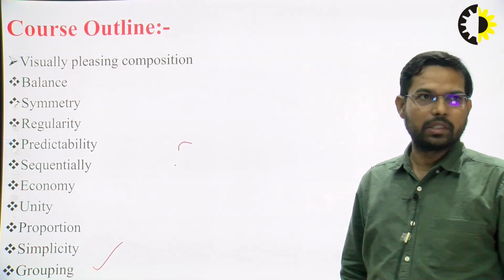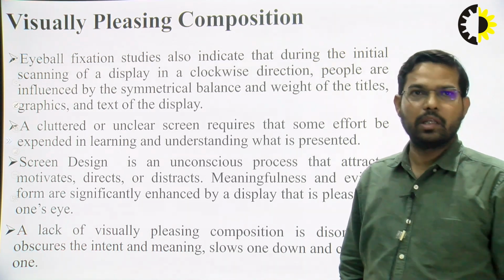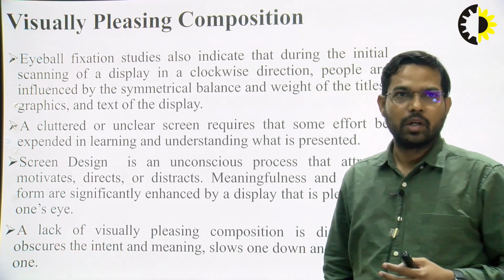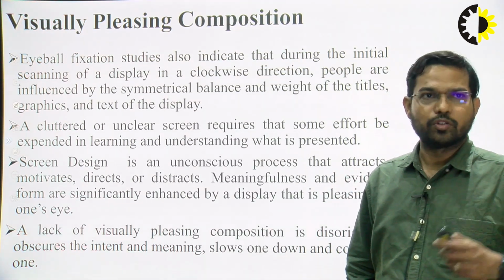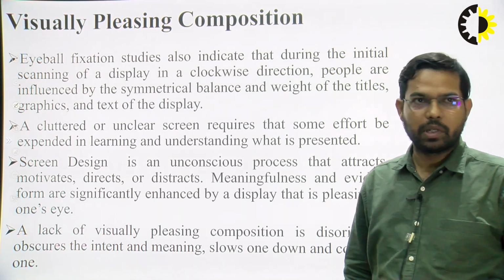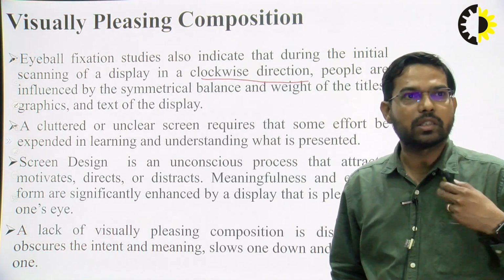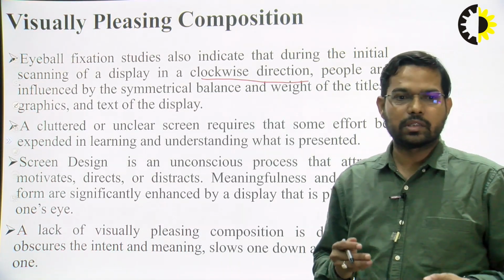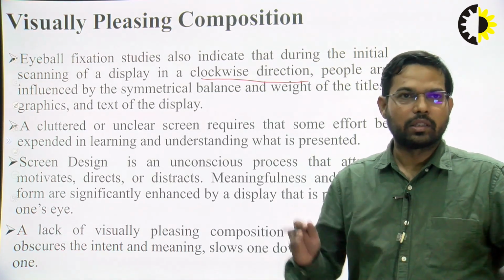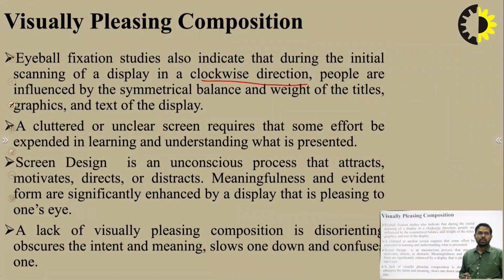So what is visual pleasing composition? Just like our eyes, it is basically movement from left to right and top to bottom. Every person has eyeball fixation, and studies also indicate that during the initial scanning of a display, the eye moves in a clockwise direction. So people are influenced by symmetrical balance. If in front of us there are different scattered things, our eye does not accept that particular scene. So that is for the visual pleasing composition.